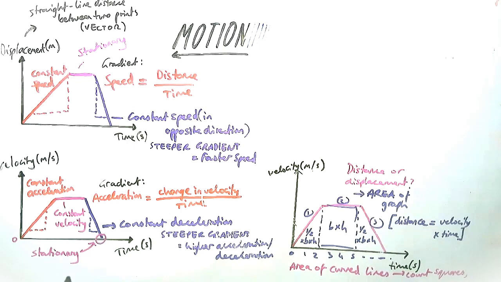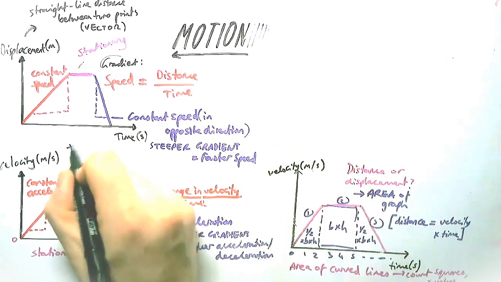If it's a curved line, you have to count the squares, which I know sounds ridiculous, but counting the squares and estimating how many there are is the best way of doing it at GCSE. Then you'd multiply by the value of one square.